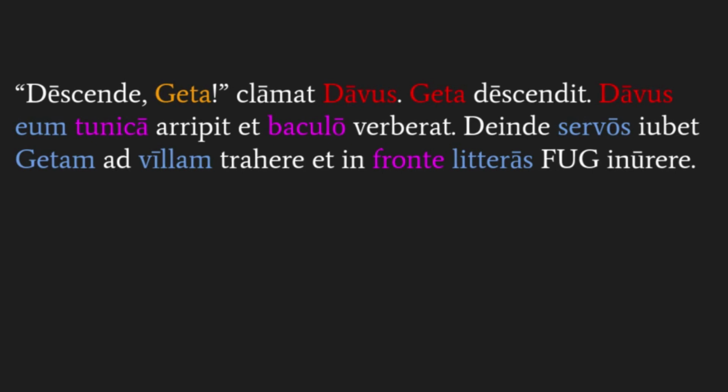Deinde servos iubet Getam ad villam trahere et in fronte litteras FUG inurere. So next, deinde, he, meaning Davos, he orders the slaves, servos, trahere, to drag. Who does he order them to drag? Geta. Again, here's that construction. You order someone to do something. So when you see iubet, you're looking for an infinitive. So he orders the slaves, trahere, to drag Geta, ad villam, to the house, and to brand, inurere, in his forehead, in fronte, right, the letters FUG. That means fugitivus, runaway slave, which is a punishment of what would happen if you were a runaway slave.